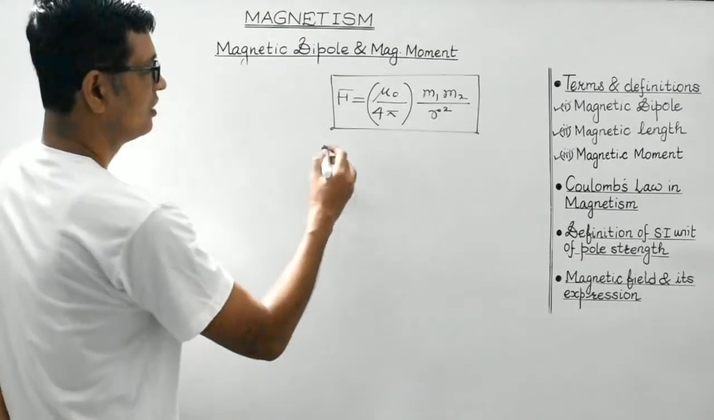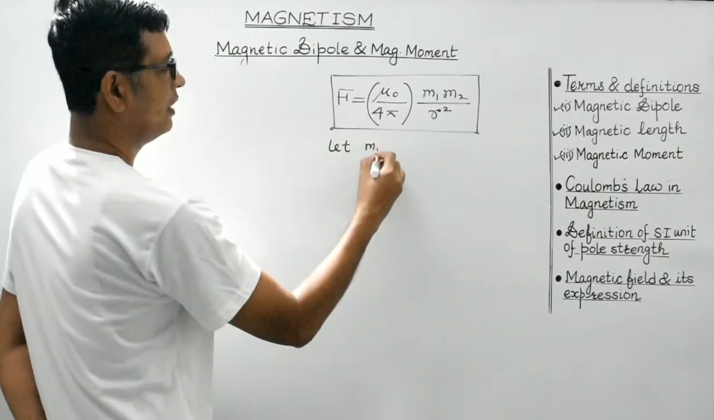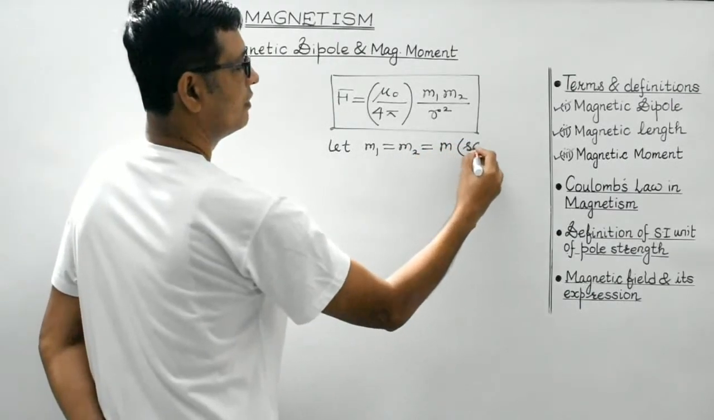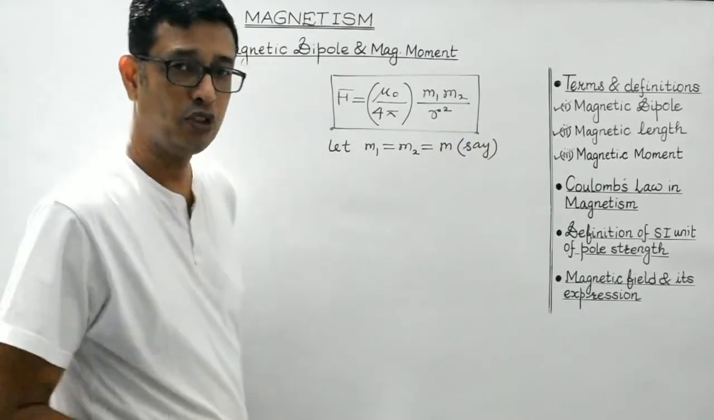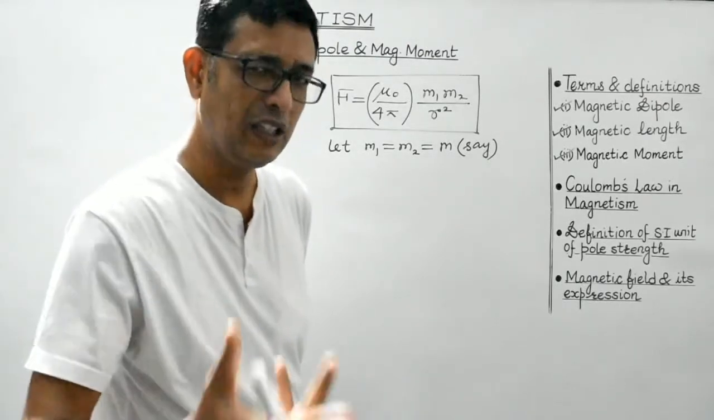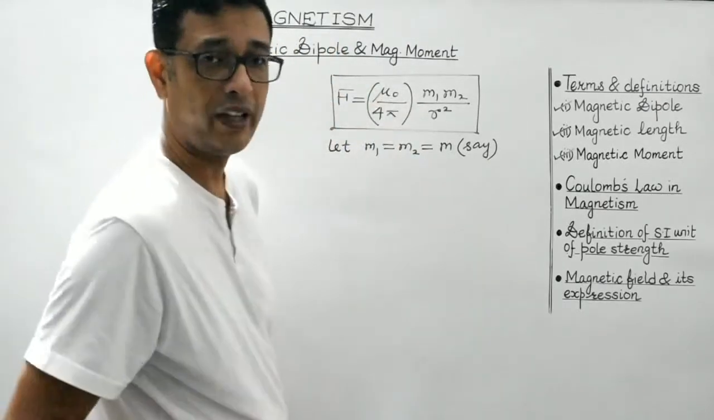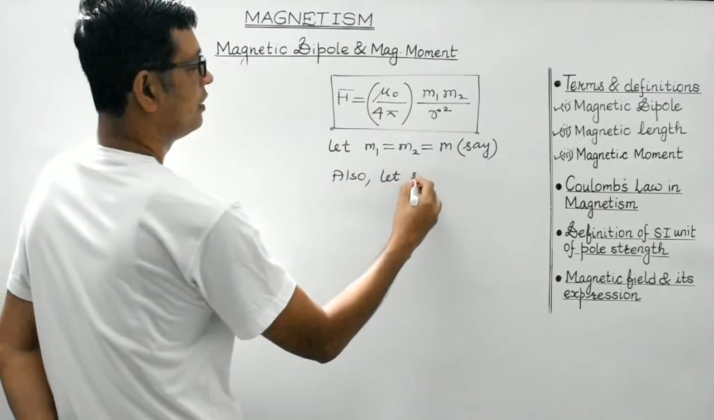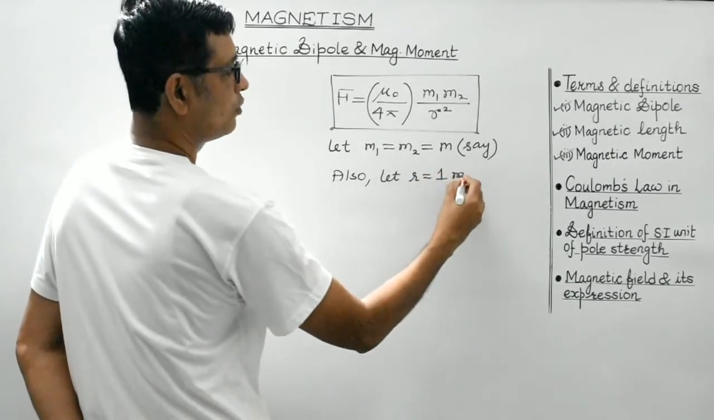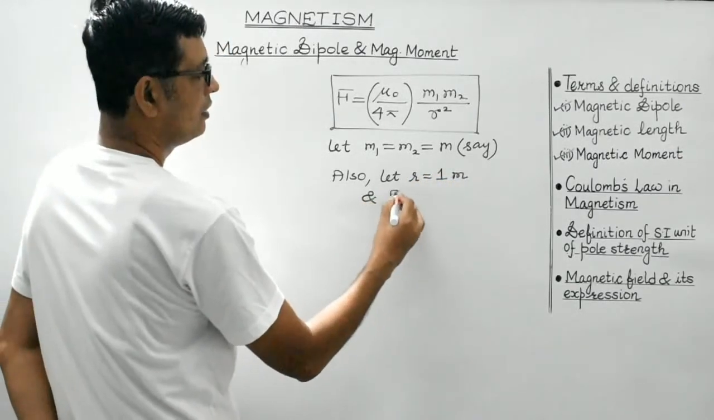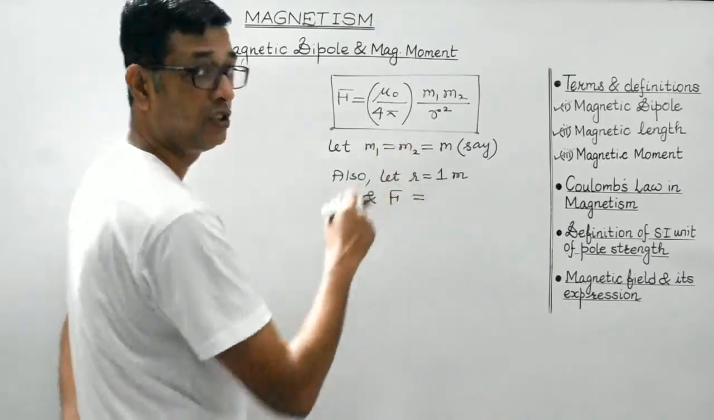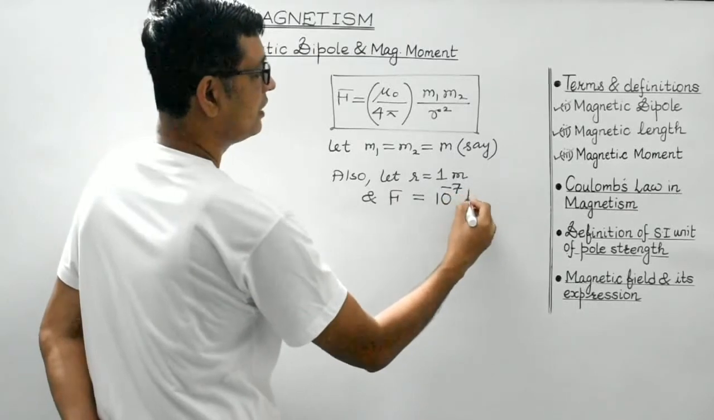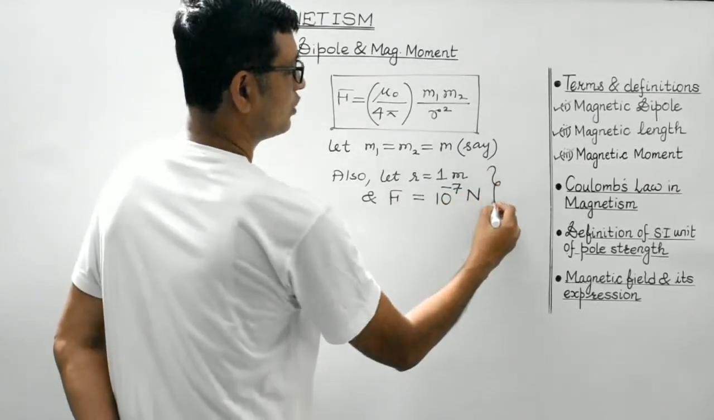So what I'll do, students, is let m1 equal to m2 equal to m, say. Let us consider both the poles under consideration are of equal strength, each equal to m. Also, let r be equal to 1 unit, in SI it will be 1 meter, and the magnitude of the force existing between these two equal poles be 10 raised to power minus 7 Newton. Let us assume these two.